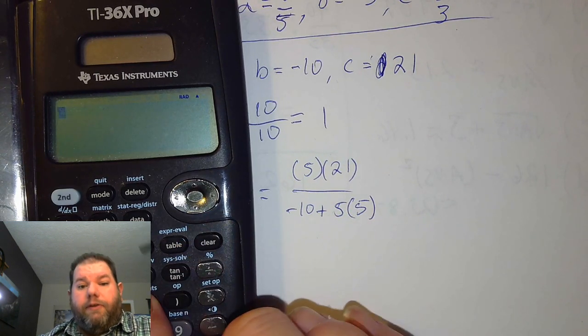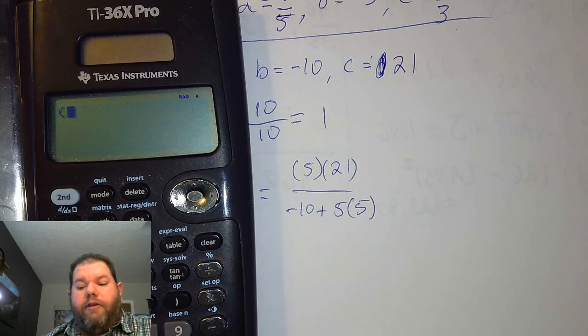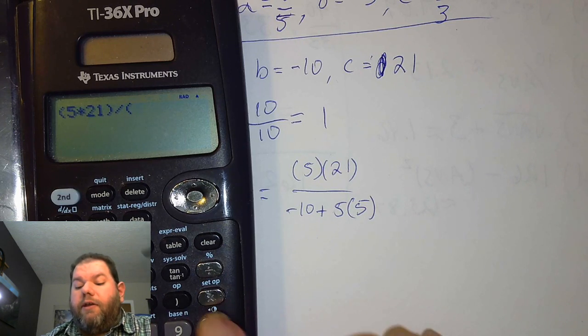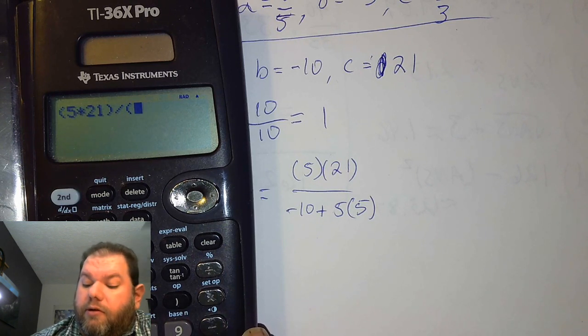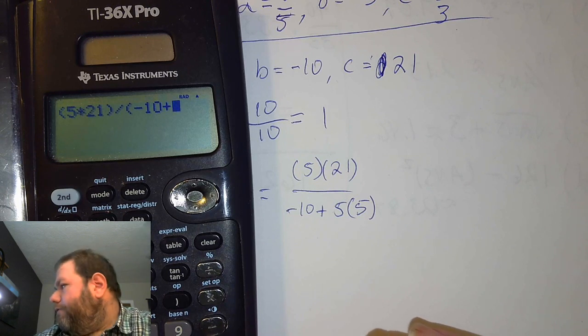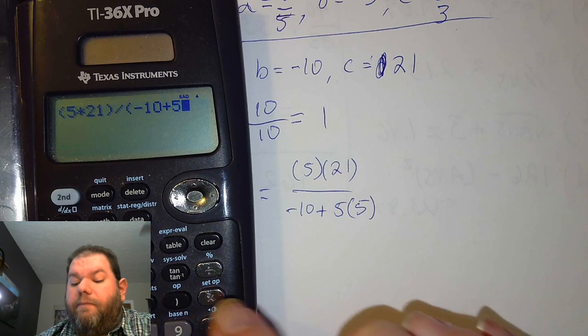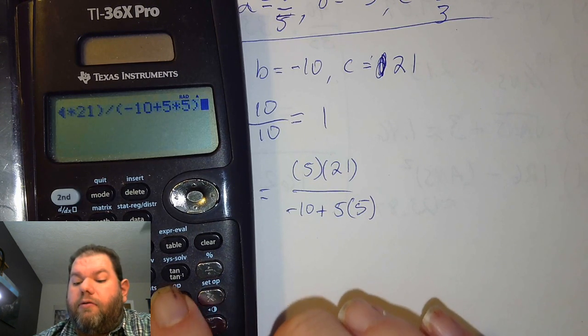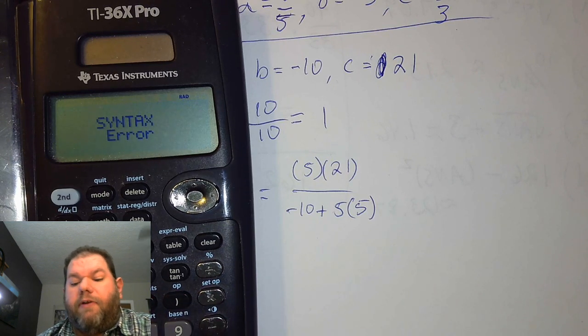Now I'm going to use parentheses again for the numerator and the denominator separately. 5 times 21 in the numerator, divide, and then in the denominator we have negative 10 plus 5 times 5, and finally we press equals.